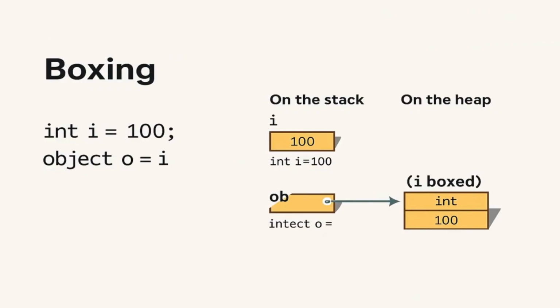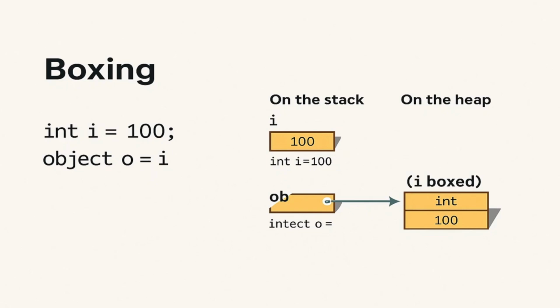Now let's do a little bit of a deep dive into boxing. What happens when we do boxing? Since in boxing we are trying to convert data stored on the stack to a reference type, let's see what is happening here.